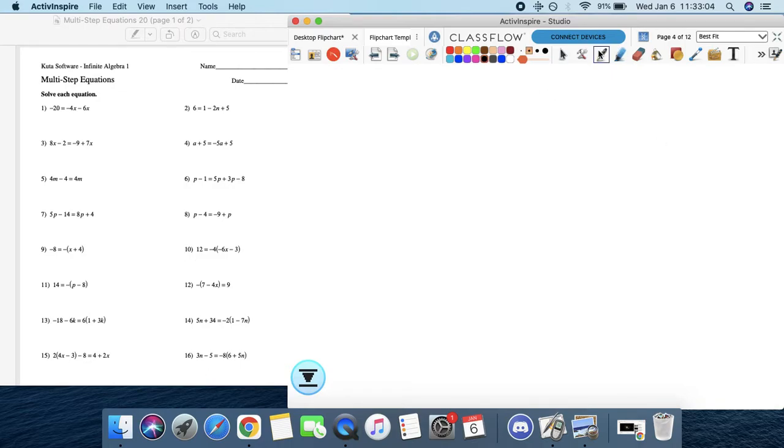So number 3, if I can see. Number 3 is 8x minus 2 equals negative 9 plus 7x. So there's no distributive property, and there's no combining like terms, right? There's nothing combined on the left, nothing combined on the right. But there is a variable on both sides, so let's get rid of the smaller guy.